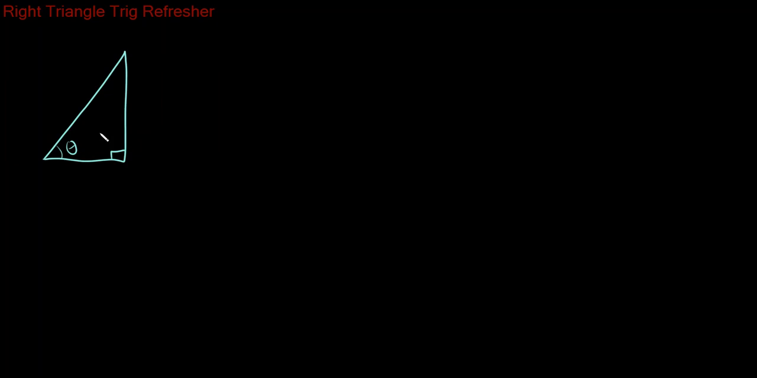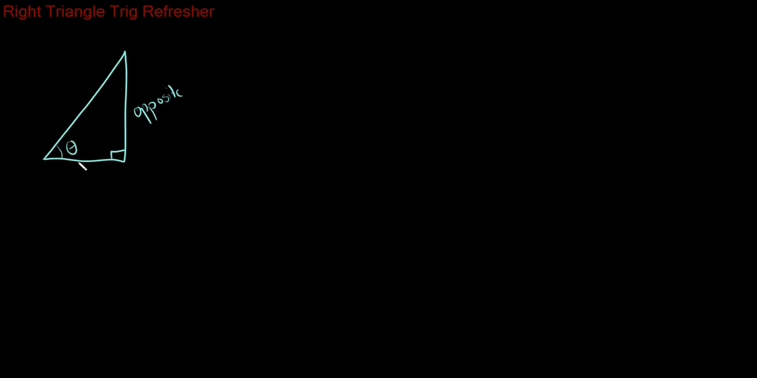When we're doing right triangle trig, what we're basically doing is the ratios of the legs or the hypotenuse in relationship to this angle. Remember, these two sides that are attached to the right angle are called the legs, and the opposite leg from the angle in question, theta, I'm going to call opposite. So this is the opposite leg to theta.